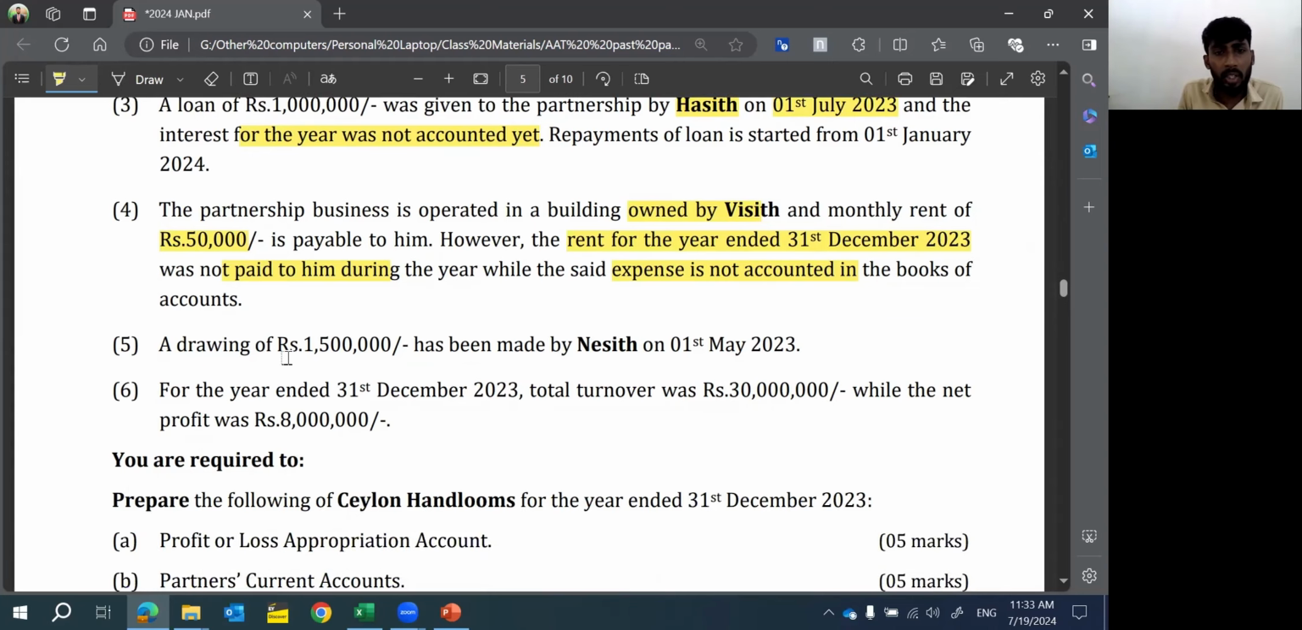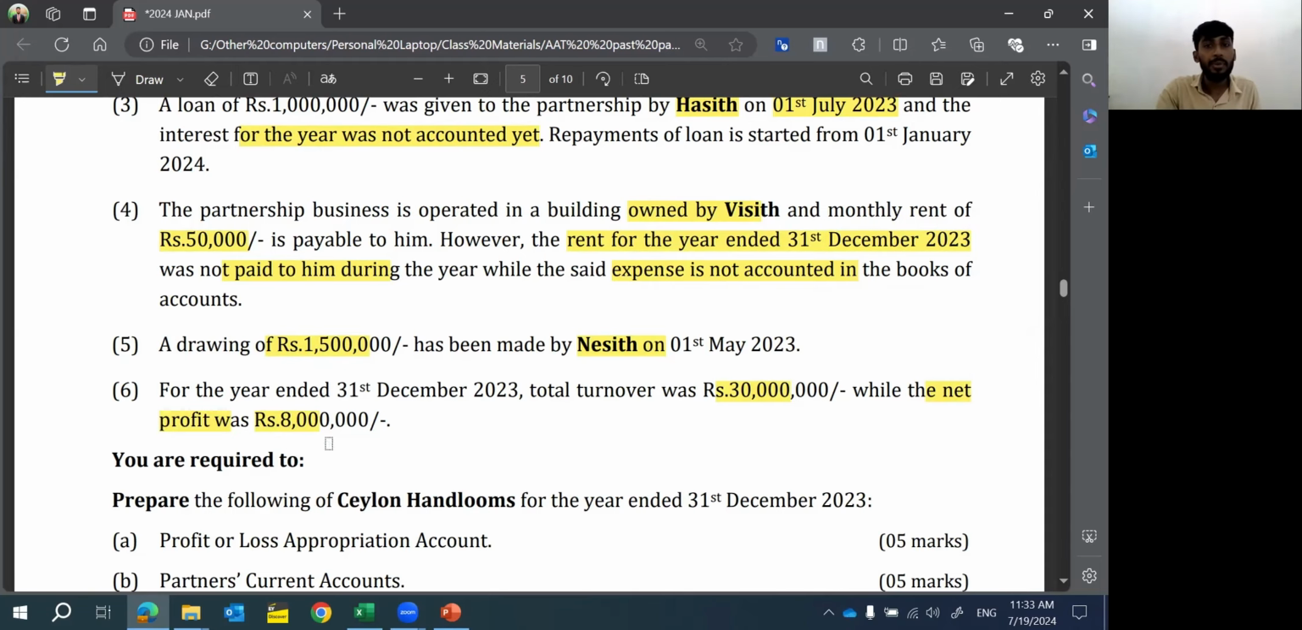Then a drawing by Hasit. And then for the year ended 31st December 2023, the total turnover is given. I don't know why, but they have given it anyway. When they give, it's better to have it. Then the profit was 8,000,000. The net profit is given.